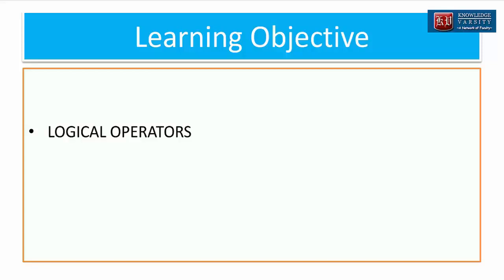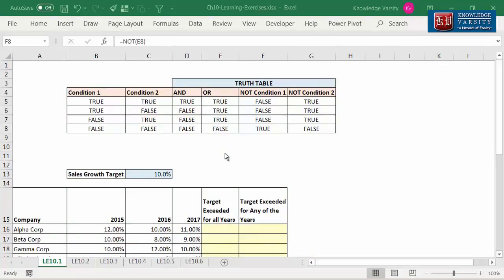In this video session, we will learn about logical operators. First, I will start with the truth table. Cell range B3 to G8 has a truth table for a joint logical condition, condition 1, condition 2. Cell range B5 to B8 and C5 to C8 gives true-false states of conditions 1 and 2 respectively.